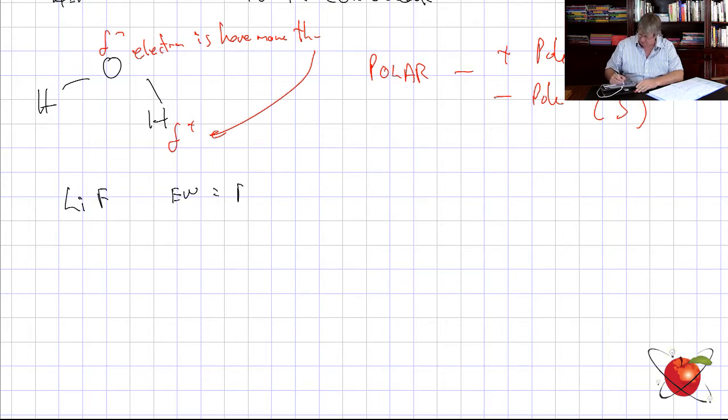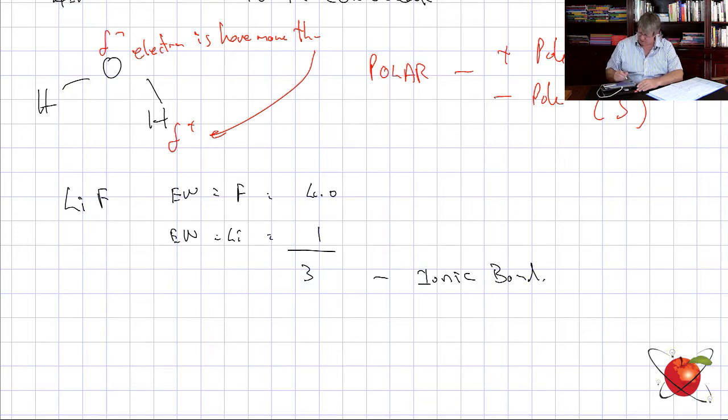So let's have a look. Electronegativity of fluorine is 4.0. Electronegativity of lithium, find it on your table, is 1. So the difference is 3. Therefore, it's ionic. Ionic bond. So it means you're going to get Li plus 1 and fluorine minus 1. They're going to be separate ions. Anion, a negative ion, there's my anion, and there's my cation.